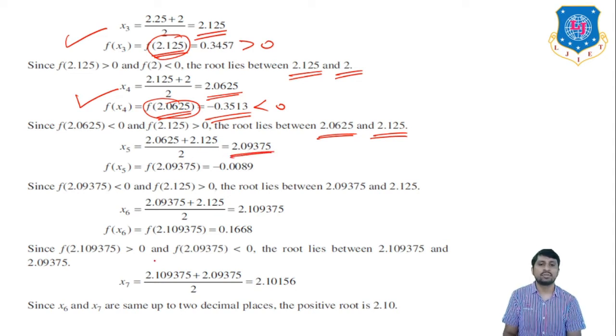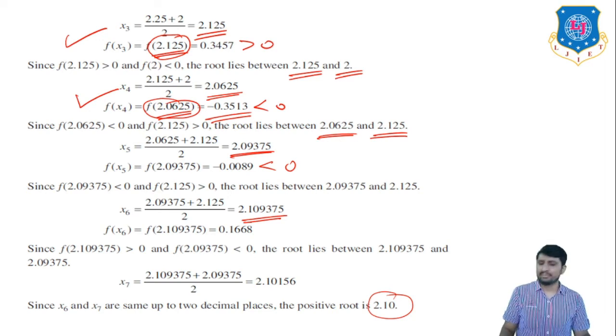So 2.09375. Okay, again you will get a negative value. So again your root lies between 2.125 and 2.09375. Okay, so you will get 2.109375. Okay, so continue this process, right? So the almost positive root you will get is 2.10. Okay, clear? So the bisection method is one of the simple methods.